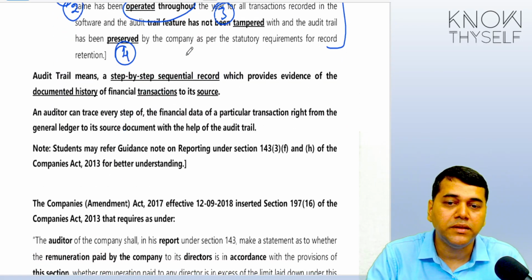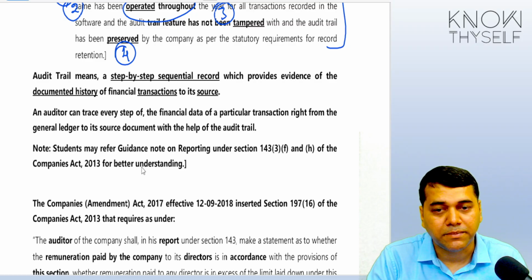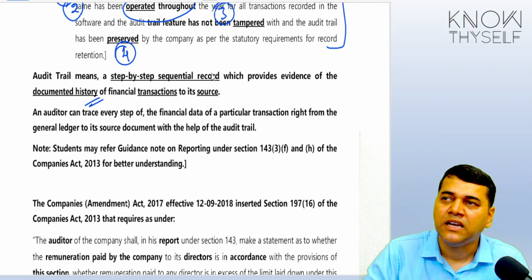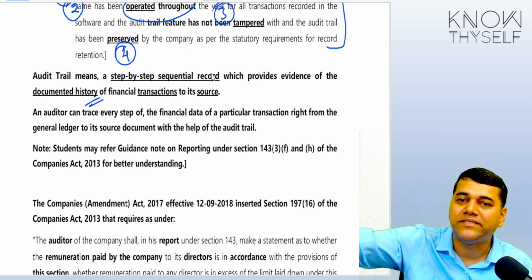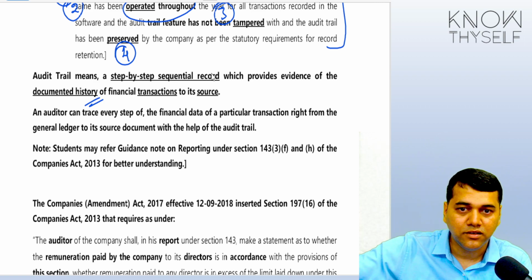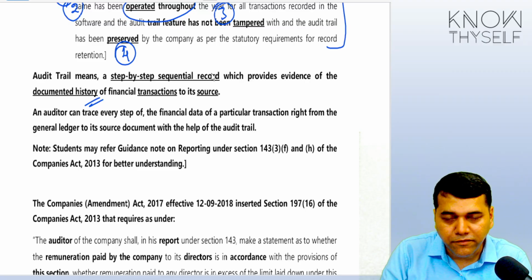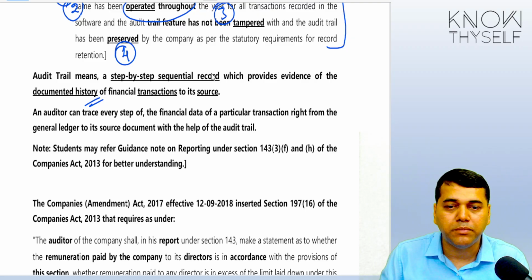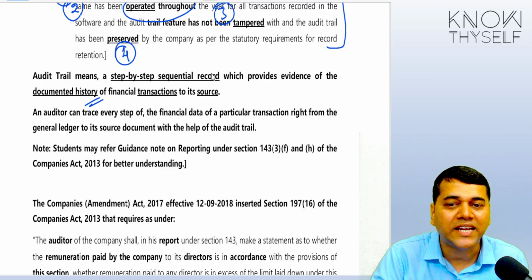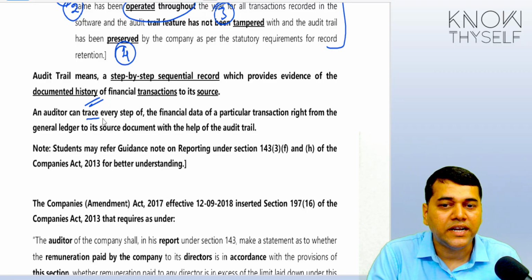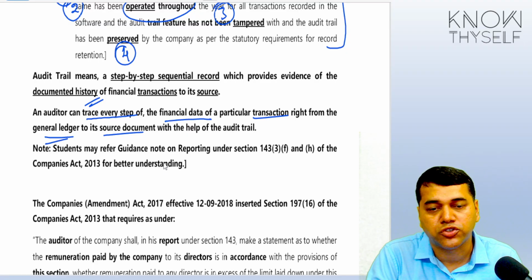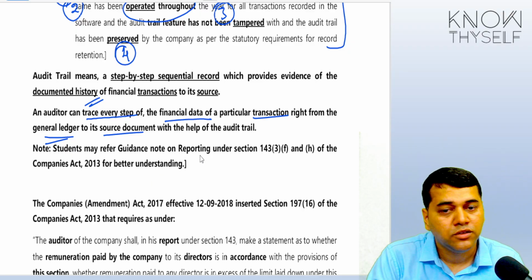Okay. So audit trail, again we are going to discuss in chapter number 16, is the step-by-step sequential record that provides evidence of document history and transaction and its source. Like whenever you send a mail, your mail will be in sent. It's like a trail. And if you see, all the conversation that happened, everything with the timestamp, will be there. If you go through the bottom of the mail, you know from where that mail came, what conversation happened. That's like a trail, audit trail. The auditor can trace every step of financial data, a particular transaction, right from the general ledger to its source document, from where this transaction came.